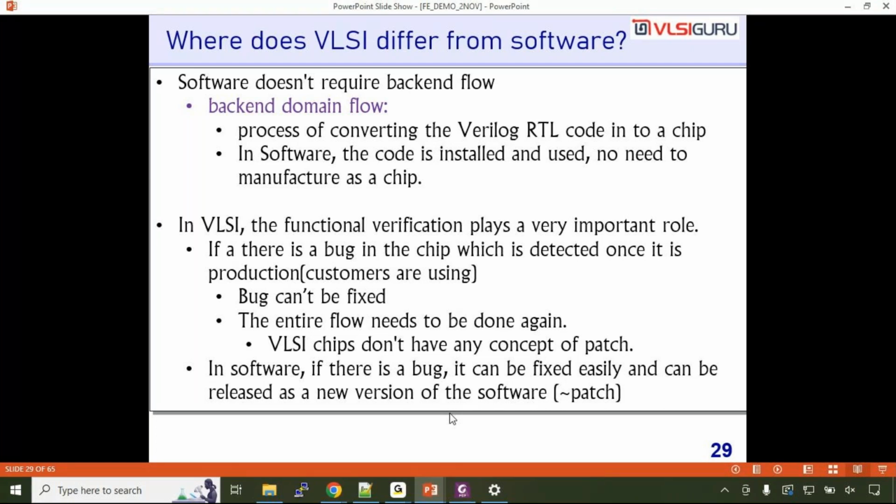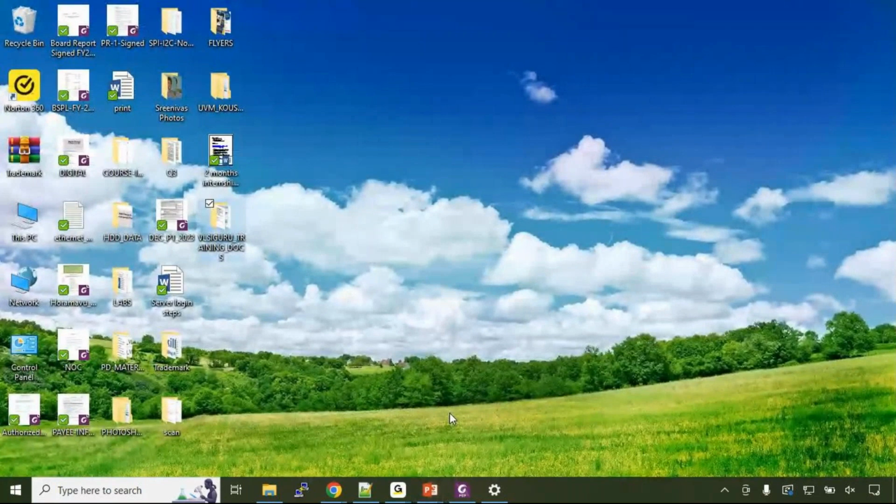Tell me, what are the similarities between the VLSI front-end domain and software? Both are programming oriented. Both start from the specifications. Both require programming skills. These are the similarities. And both require a testing phase, which in software is called software testing and in VLSI is called functional verification. Why functional? You are verifying the functionality.